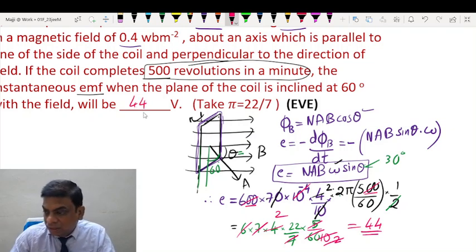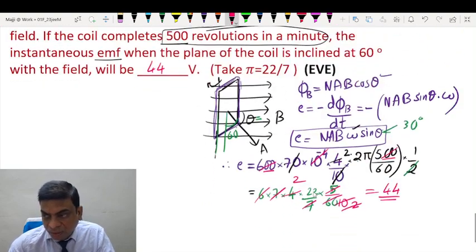So 44 is the correct answer. You have to be very careful, students, with the calculations. A slightest mistake will land you in the wrong answer. So you have to be very careful.